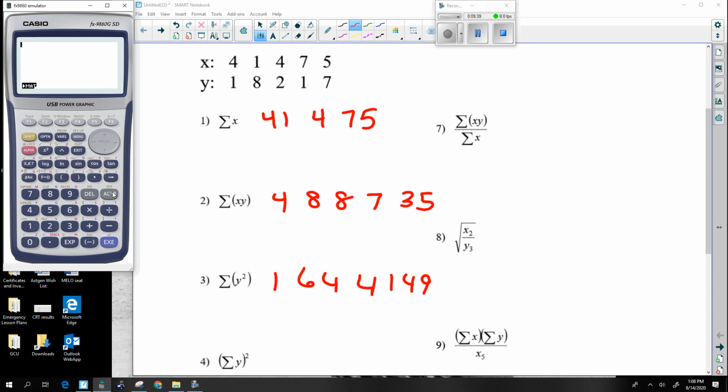All right, so now we know how to get those inside numbers, like x, x squared, y squared, and x times y, whatever we need. The next thing we want to do, for instance to complete number 1, is sum this, which means we have to add it all up. Yes, you can go 4, 1, 4, 7, and 5. You can absolutely do that. However, your calculator can do that as well. And here is where you need to be looking to take these summations.